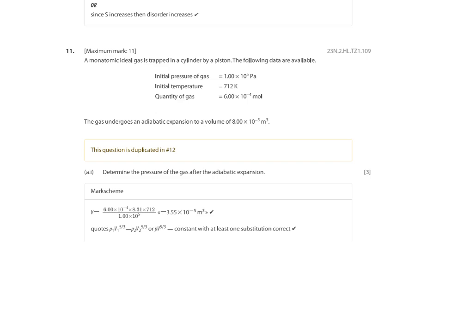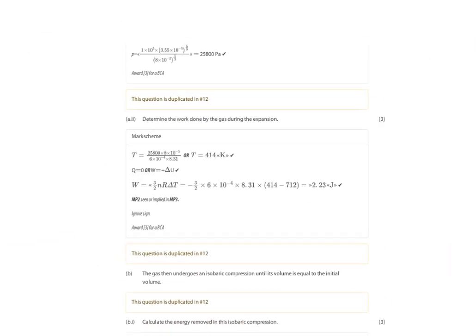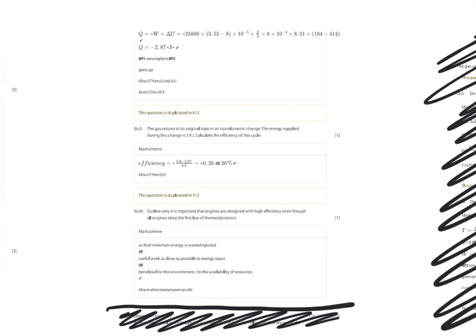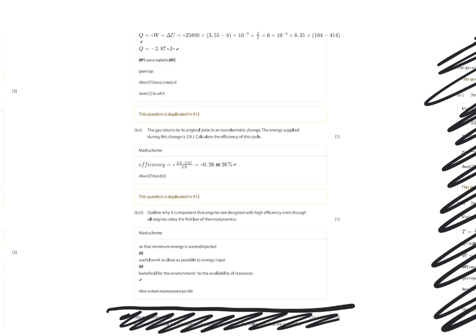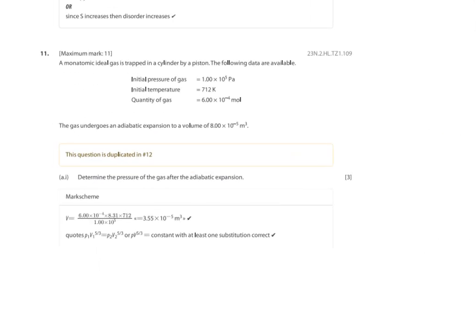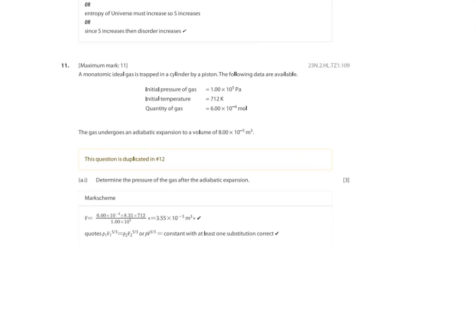All right, 11. Monatomic ideal gas trapped in a cylinder by a piston. The following data are available: the initial pressure, the initial temperature, and the quantity of the gas. This says adiabatic expansion to a volume of 8 times 10 to the negative 5 meters cubed. And we're going to have three processes here: an adiabatic expansion, an isobaric compression, and then later an isovolumetric return to start. So there are three things in the cycle. That's why sometimes it helps to read the whole problem before you start solving it.